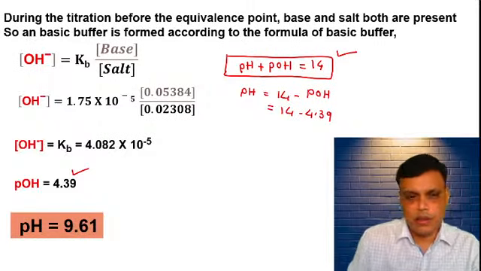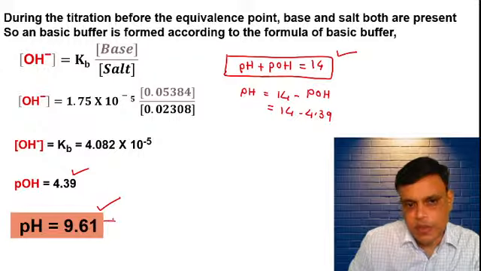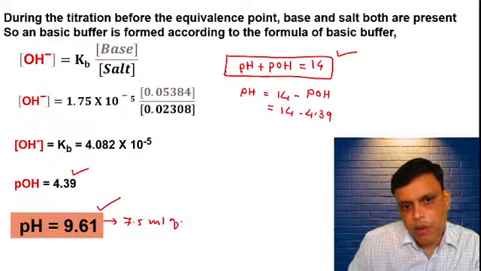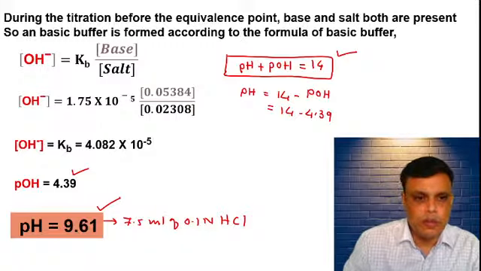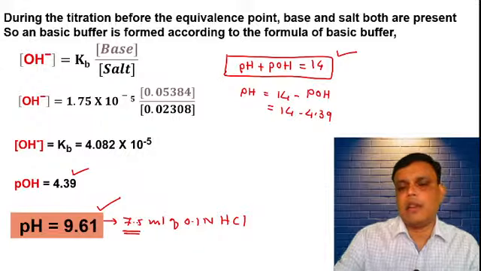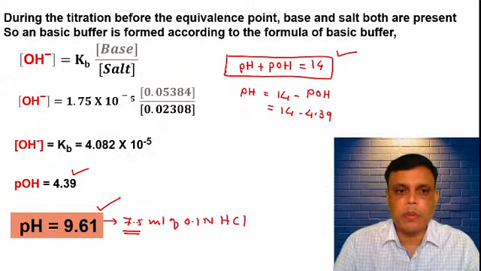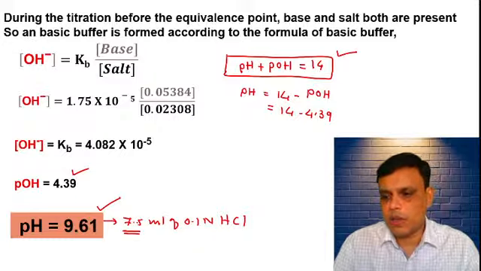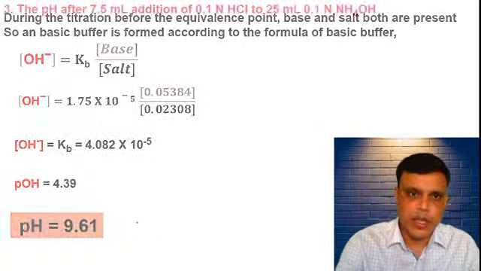See here. pH is 9.61. So this pH is when 7.5 ml of 0.1 normal HCl, कितना HCl ऐड किया है? This is the pH value when we add 7.5 ml of 0.1 normal HCl into the conical flask. So at that point your pH will be 9.61. So in this way you have to calculate the pH. Okay, then we will go to the next point.